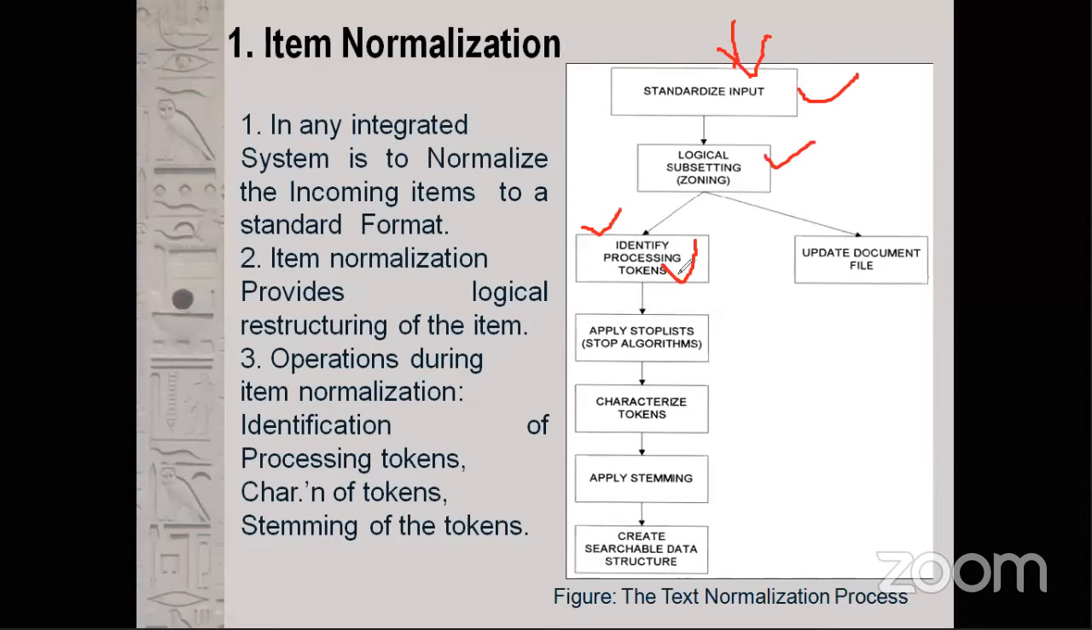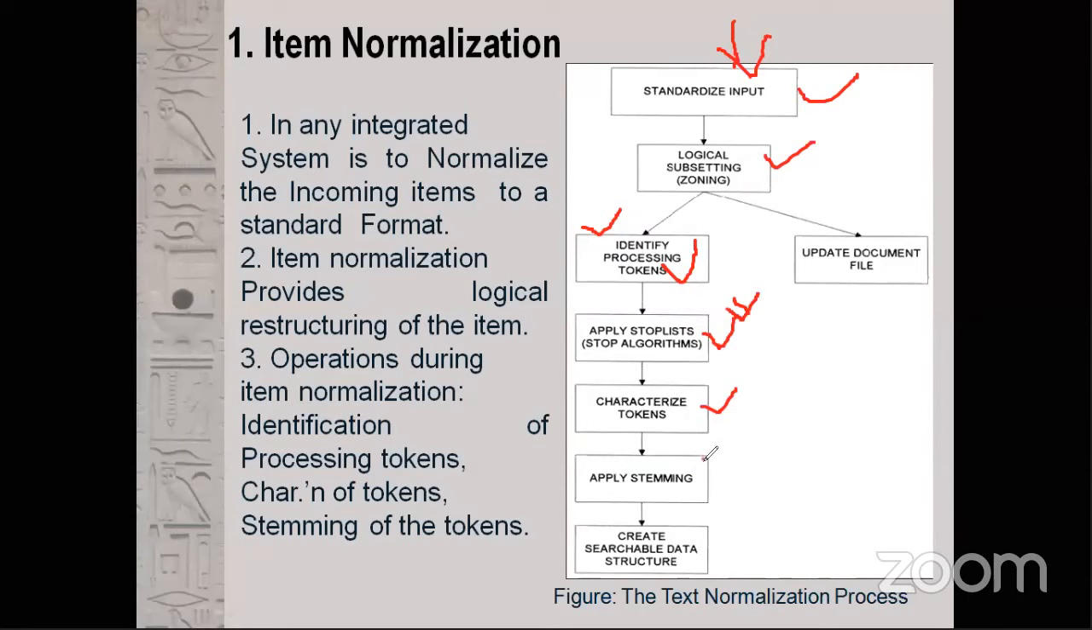After identifying the group of words, if any stop list words are there, stop list meaning less important words, you have to remove those less important words by the stop algorithm. Once we have removed those less important words, I need to characterize the tokens, that is, mark whether a word is in verb form, adjective form, or noun form, and so on.